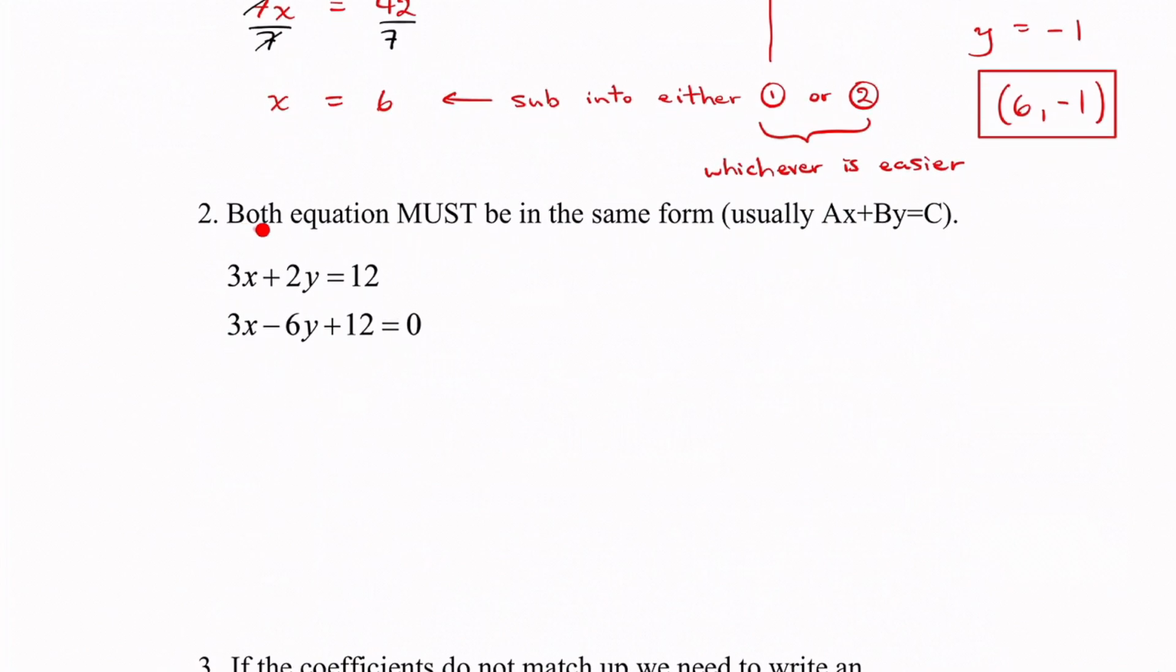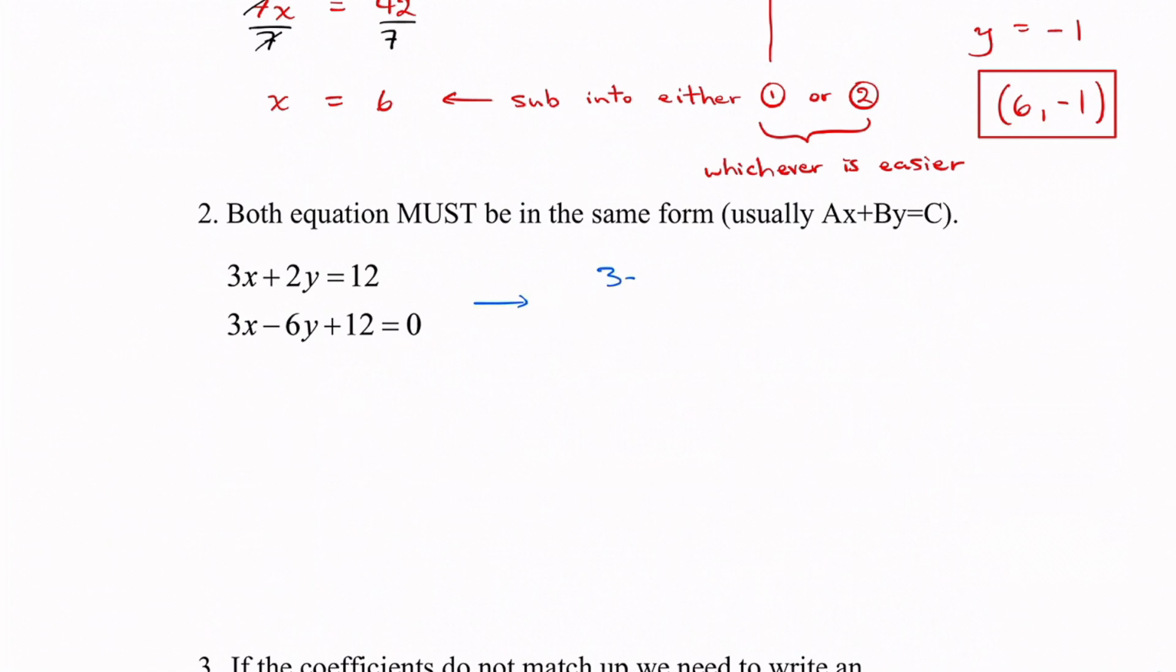So it says both equations must be in the same form, and usually we like to write it ax plus by equals c. A, b, and c will just be numbers. So with this one, we have 3x plus 2y equals 12. So that's like the ax plus by equals c. But this one, it's all on one side. We don't have this 12 over here. So we need to move that 12 over. So I'm going to do that over here to the right.